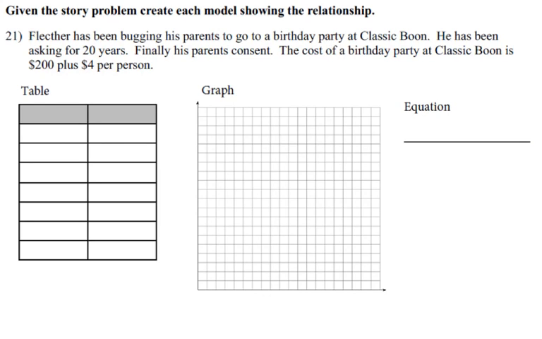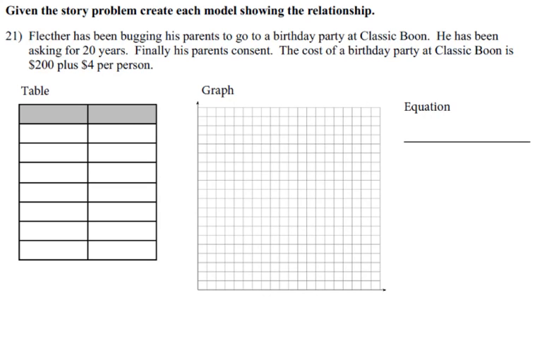Alright, now 21, you're writing a table, a graph, and an equation from that story problem. So it'll take 5 minutes to do that. Here we go. So Flechter has been bugging his parents to go to a birthday party at Classic Boone. He's been asking for 20 years. Finally, his parents consent. The cost of a birthday party at Classic Boone is $200 plus $4 per person.